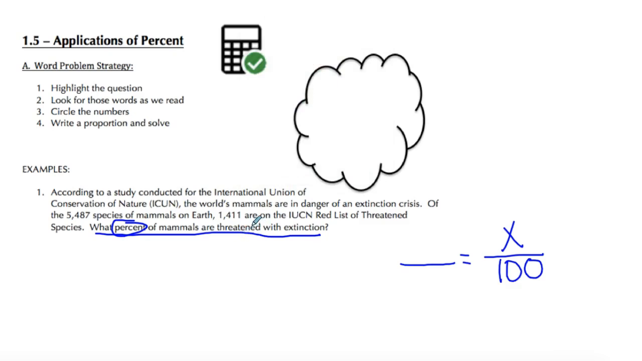So according to a study conducted by the International Union of Conservation of Nature, the world's mammals are in danger of an extinction crisis. Of this, okay, so it says of 5,487 species on Earth, 1,411 are. Are is another form of is. 1,411 are on the IUCN Red List of threatened species.